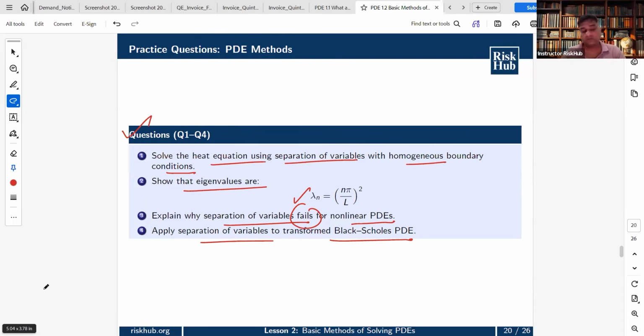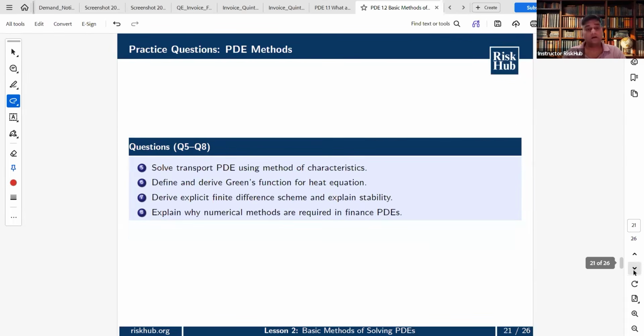Right, this is the closed-form analytical side of PDE solving. The main message is if the partial differential equation is linear and can be transformed into the heat equation, we may get analytical or semi-analytical solutions. Okay, then we have questions number 5 to 8. These questions test the remaining methods: solve a transport PDE using the method of characteristics. Question number 6, define and derive Green's function for the heat equation. Question number 7, derive the explicit finite difference scheme and explain stability. Then we have explain why analytical methods are required in finance PDEs.